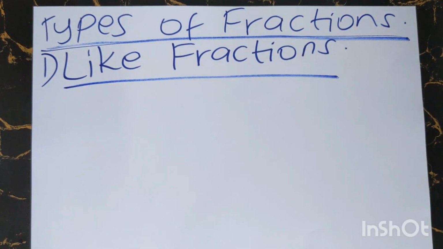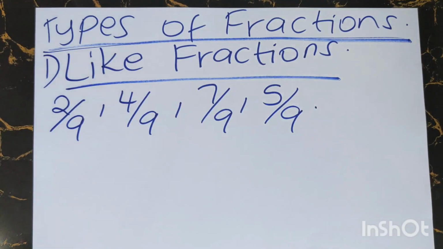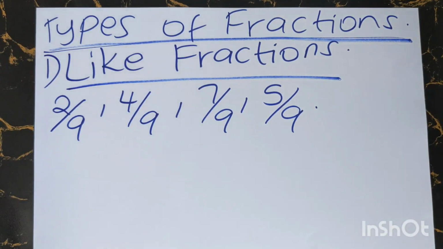Like fractions are fractions which have the same number as the denominator, okay? The good thing with like fractions is that you can compare fractions quite easily. That is, you can tell which fraction is smaller or larger when you look at two like fractions, okay? Some examples of like fractions are these. They are said to be like fractions because they have the same denominator, okay?